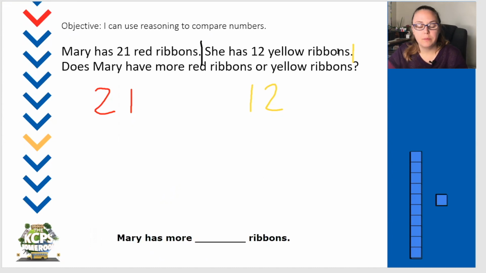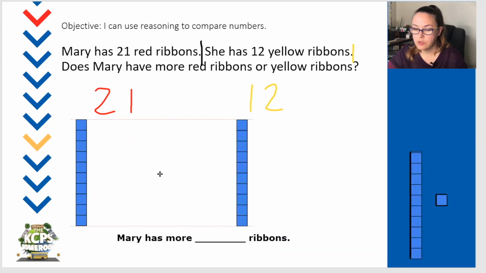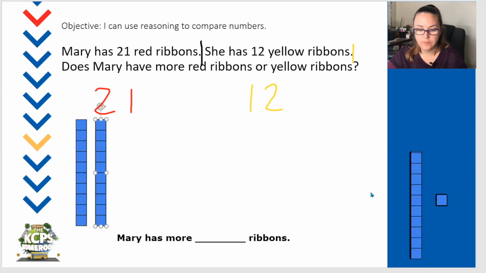So you tell me, should we use a number line here, or should we use base 10 blocks? I agree, it would be easier to use base 10 blocks to compare these two numbers. So on the left side here, we have the number 21. What do you know about that number? How many tens rods should I use, and how many ones cubes should I use? If you said 2 tens rods, you're absolutely correct. So I'm going to drag 2 tens rods over here. And then I just need 1 unit cube. There's my 1 unit cube.